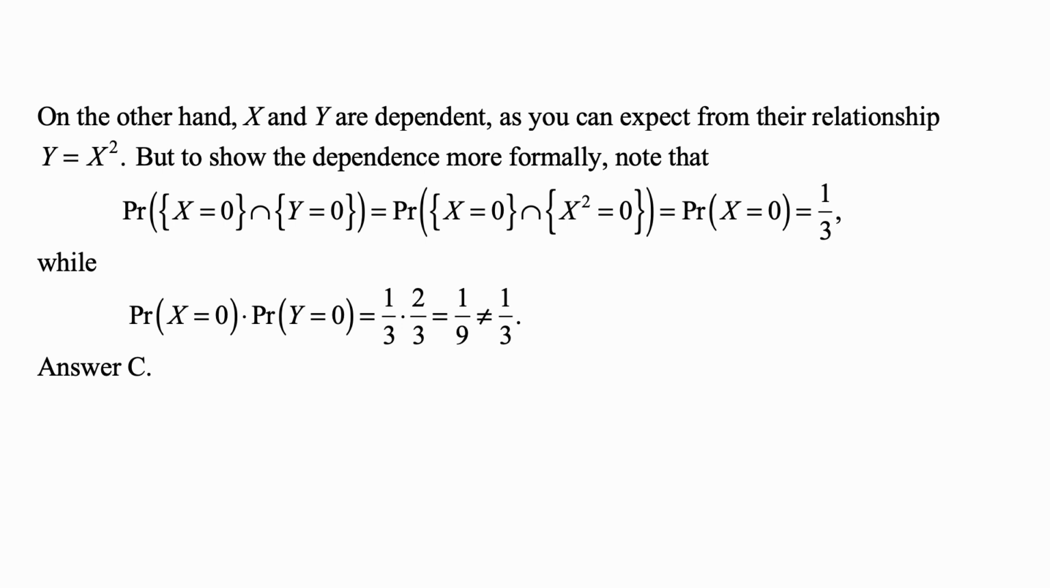On the other hand, x and y are dependent, as you can expect from their relationship that y is equal to x squared. But to show the dependence more formally, note that the probability of the intersection of the events x equals 0 and y equals 0 is the probability that x is 0 and x squared is 0, which is the same as just the probability that x is 0, so it's 1/3. While the probability that x is 0 times the probability that y is equal to 0 is 1/3 times 2/3, and that's 1/9, and that's not equal to 1/3. And so it's answer C.